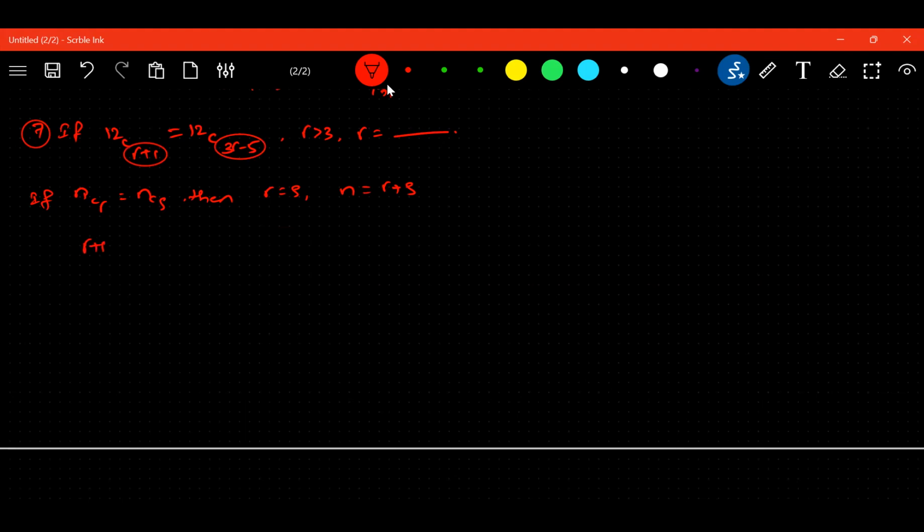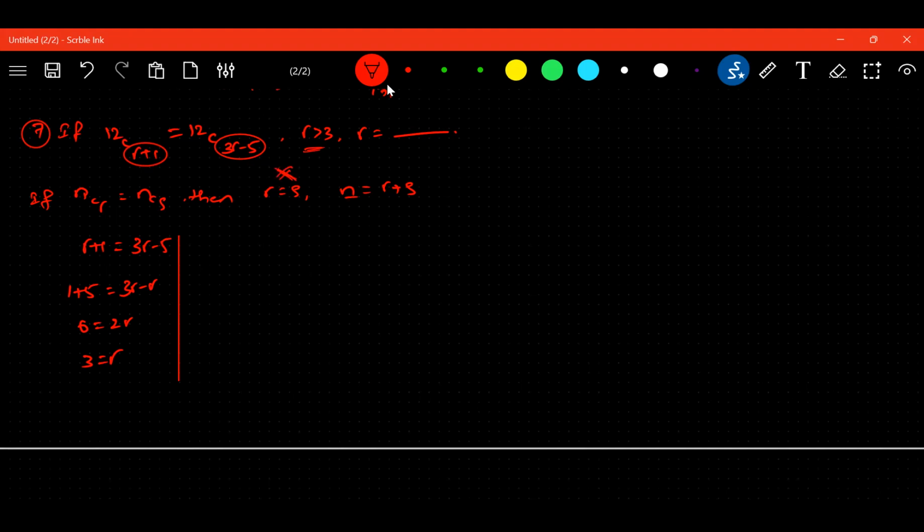So R plus 1 should be equal to 3R minus 5. Am I right, Anshika? Yes, sir. So 1 plus 5 is equal to 3R minus R. 6 is equal to 2R. So R value is equal to 3. But here they told that R is greater than 3, so this condition got violated.